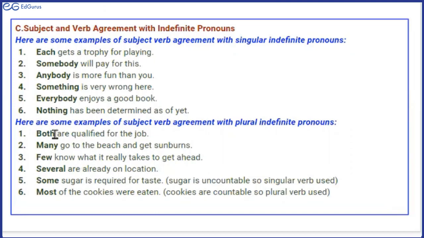Yes, ma'am. Now here are the examples of those pronouns which are indefinite, which are plural indefinite pronouns, when they act as subject. Both meaning two. However, both is one word, but both refers to two people, right? So both are qualified for the job. So both stands for the plural number because it stands for two. So we never say both is qualified. No, both are qualified. Both are working hard. Both are tall. Ram and Shyam are two brothers. Both are tall.